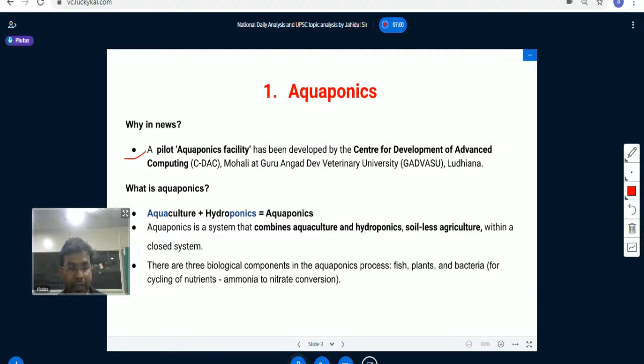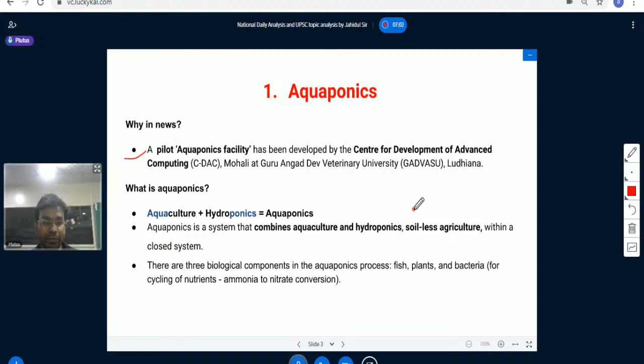So in this respect, we will understand what we mean by aquaponics. Then we will learn about aquaculture, hydroponics and other topics. Aquaponics is a combination of aquaculture and hydroponics. As you can see, from aquaculture the word aqua has been taken, and from hydroponics, ponics is taken. Aquaculture plus hydroponics becomes aquaponics. We will understand the mechanism of each of these things.